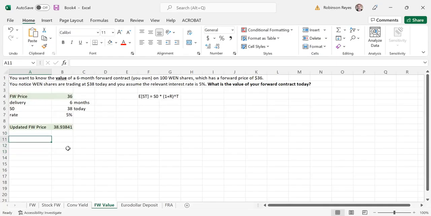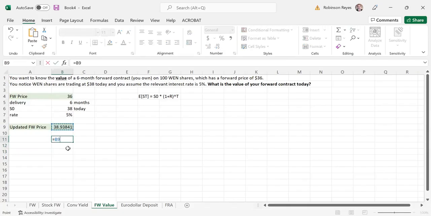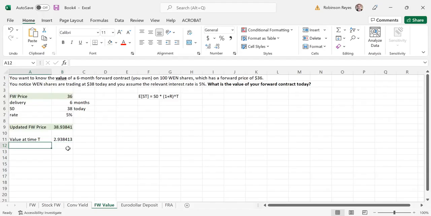So then the value is simply 38.93 minus 36. In other words, your updated value minus the value you actually agreed in your forward contract. So that is the value at time t. In other words, that is the value at expiration.